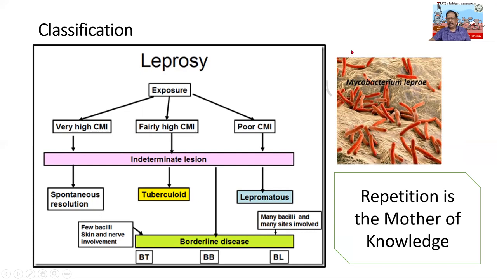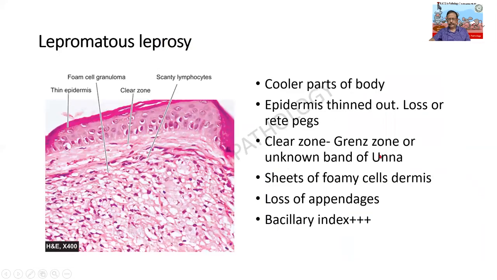And this is an electron micrographic picture that is showing the lepra bacilli, short and stout. One is the lepromatous leprosy. This is a histological picture, but then let us see the general features before that. It affects the cooler parts of the body. The epidermis is thinned out. Look at this particular one. There is a thinning out of the epidermis.